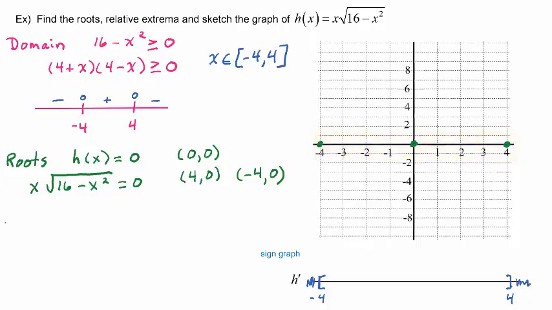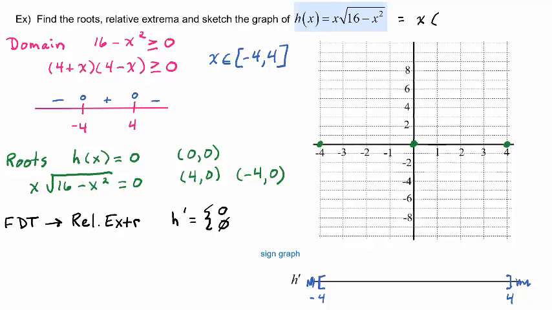Next, we want to do the first derivative test so that we can find the relative extrema. So we will need to find h prime and set that to 0 or does not exist. Now to find h prime, let's first rewrite it as x times the quantity 16 minus x squared to the 1/2 power, because we will need to use the product rule.